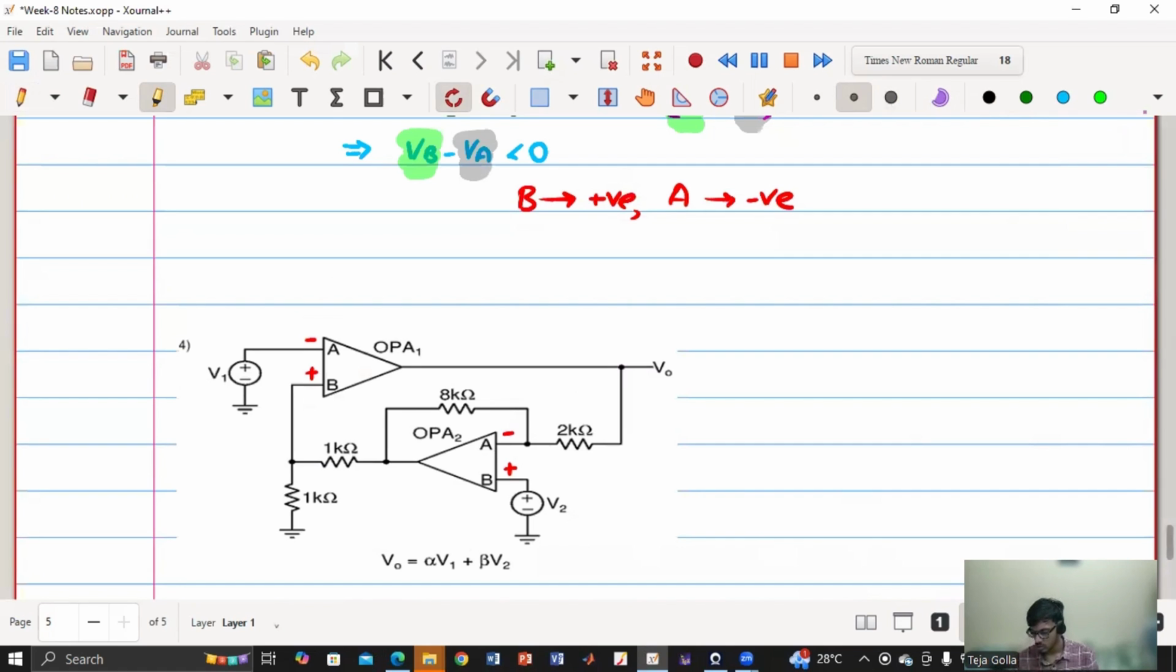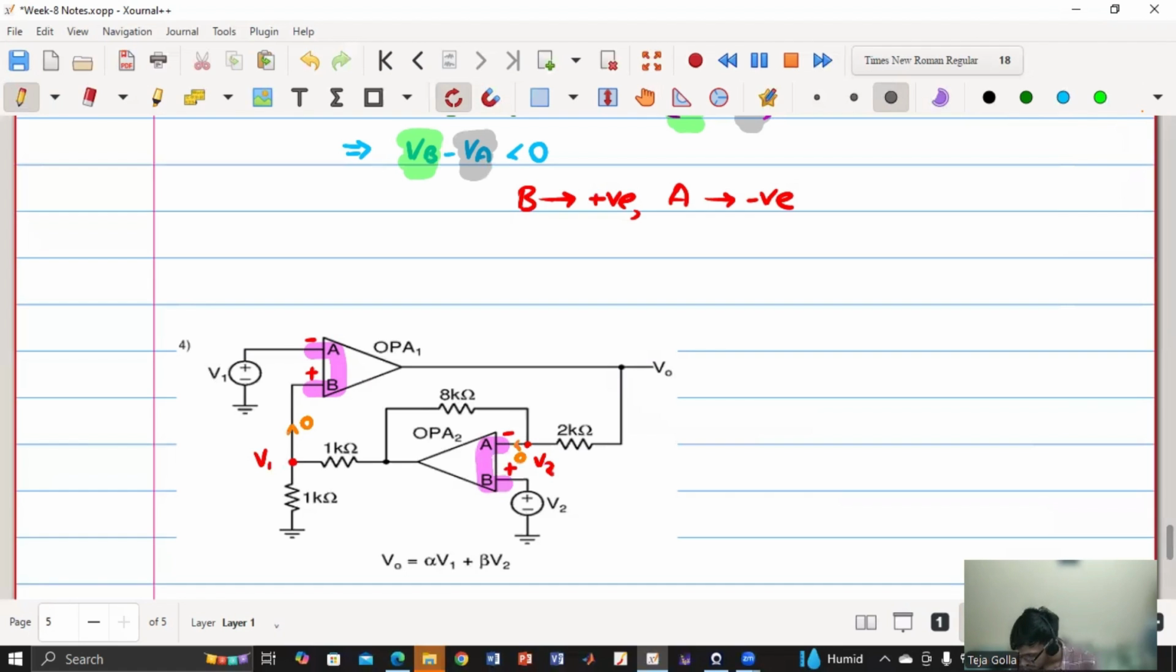So now in this question, they are asking what is the value of V naught. Now we know this is in negative feedback, so this is virtually shorted, and this is also virtually shorted. So what happens if it is virtually shorted? This terminal is my V1, right? And similarly, this terminal is my V2. And if you see, current entering this is 0, and similarly current entering this is 0.